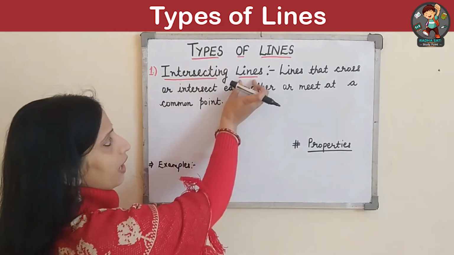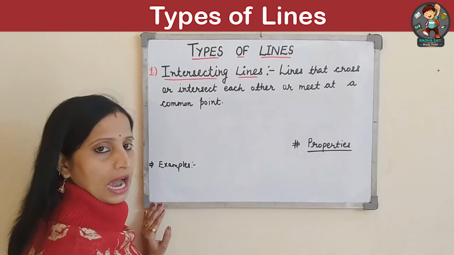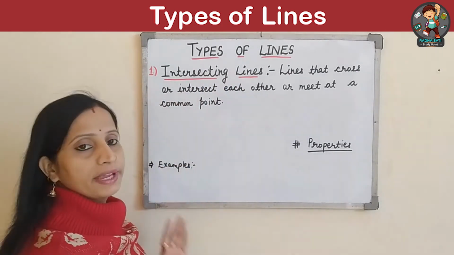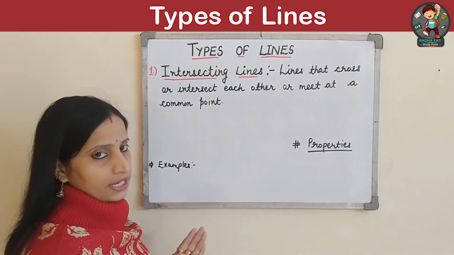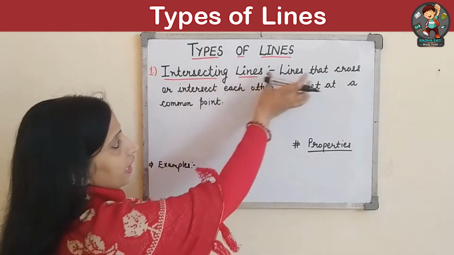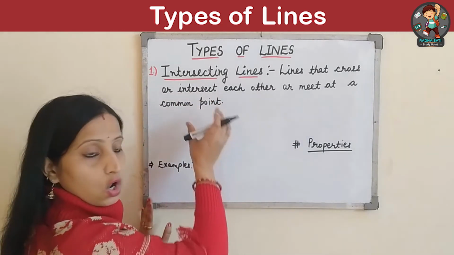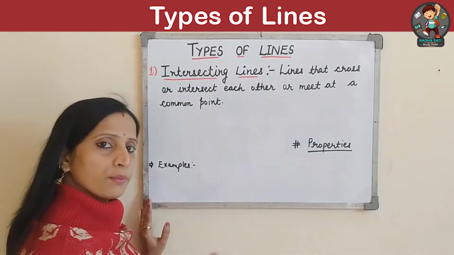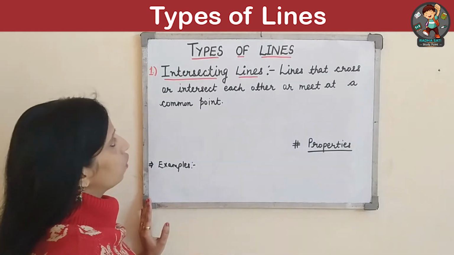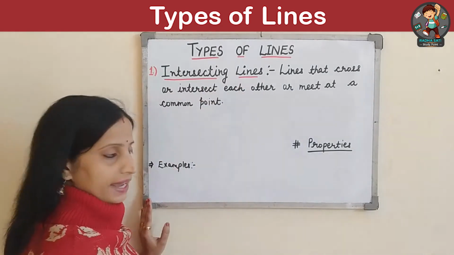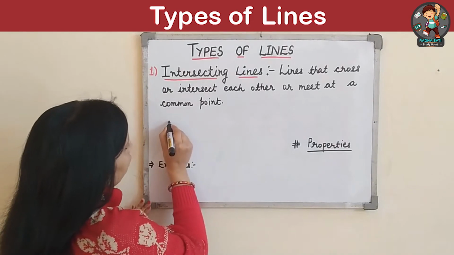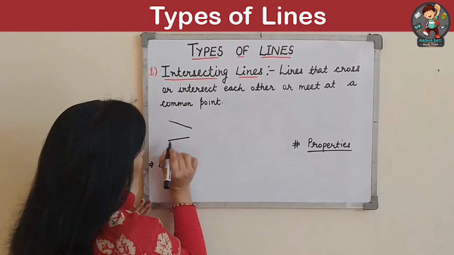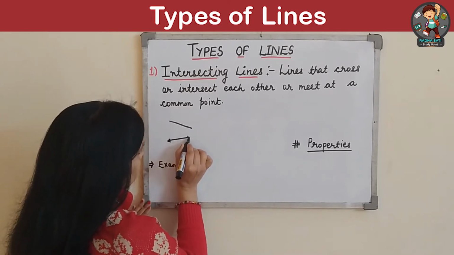So the first type of lines that I am going to discuss today are intersecting lines. Two lines are said to be intersecting lines if they cross each other or intersect each other, or they meet at a common point. Then it is known as intersecting lines. For example, if I have two lines here, 1 and 2, put the arrows.